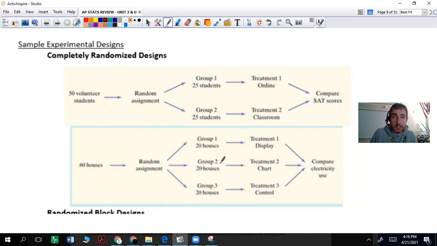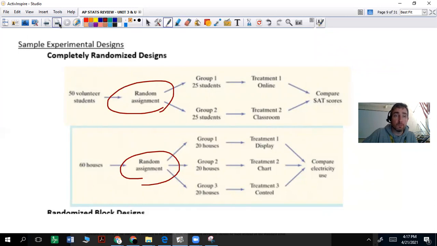Or you could have something like this, where you have three different groups, each get a different treatment and make a comparison. But the point is that in a completely randomized design, each group gets one treatment. Everybody in that group gets the same treatment, but they are randomly assigned to those groups. So the key thing is our random assignment. Each person in those randomly assigned groups gets that treatment.